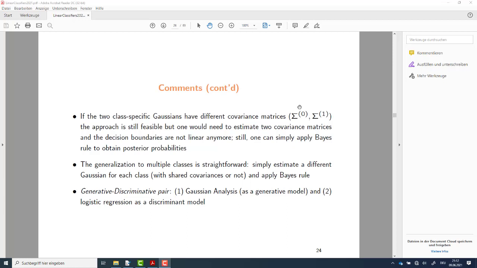Yeah, sometimes this is called a generative-discriminative pair. So here we have a Gaussian analysis with a shared covariance matrix as a generative model, and that would be the generative part, and then logistic regression as a discriminant model for the discriminative part.